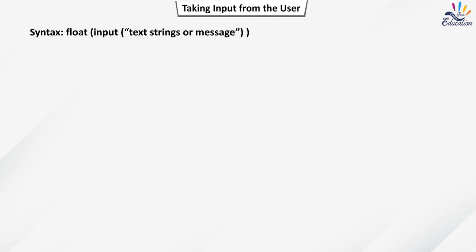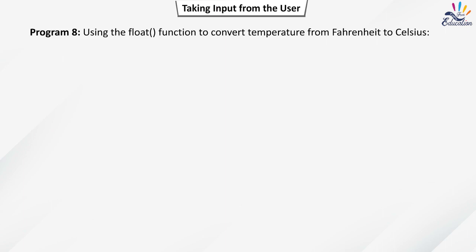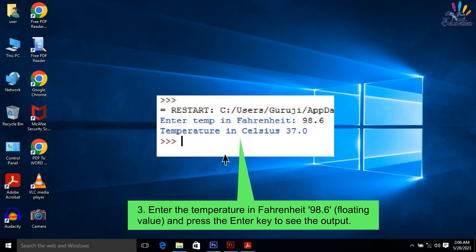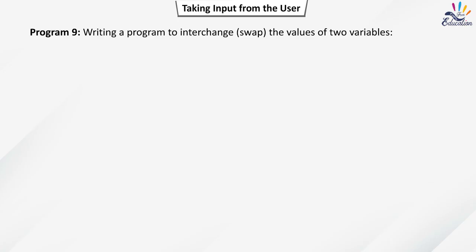Syntax: float, input, text strings or message. Program 8. Using the float function to convert temperature from Fahrenheit to Celsius. Open a new file and type a program in it as shown below. Press Ctrl plus S keys to save the program and F5 key to run the program. Enter the temperature in Fahrenheit, 98.6, floating value, and press the Enter key to see the output.